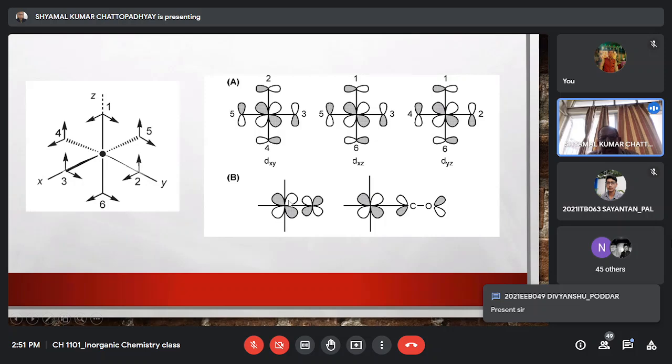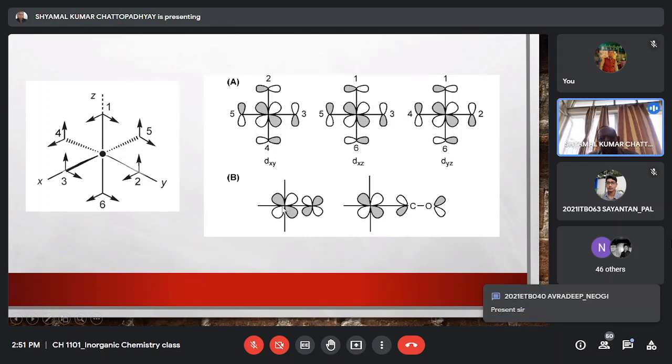And so there may be what is called back bonding, where the metal d-pi orbital is the donor and the ligand d-pi orbital is the acceptor. So here we have a d-pi p-pi bonding. This is simple pi bonding where the ligand is donor and the metal is acceptor.